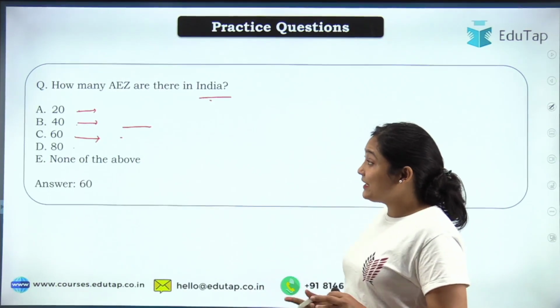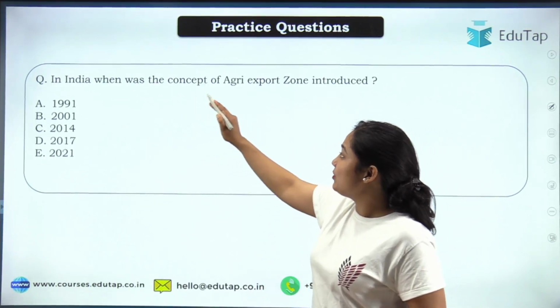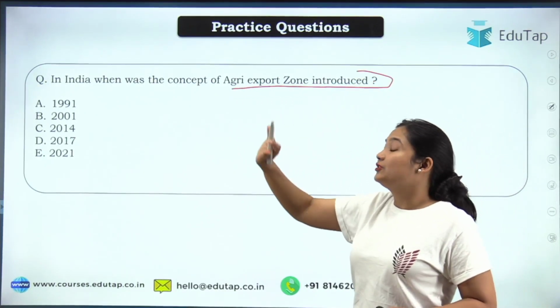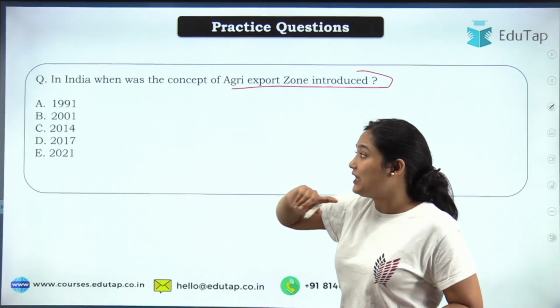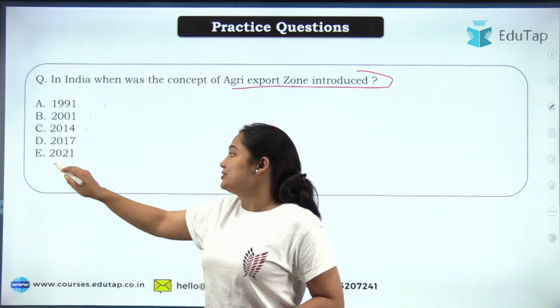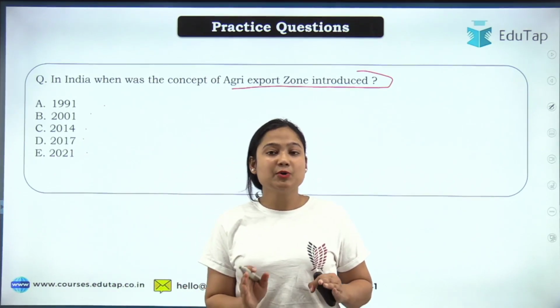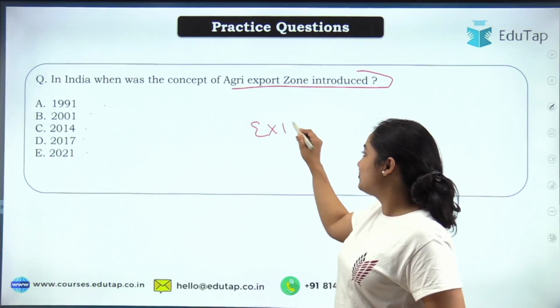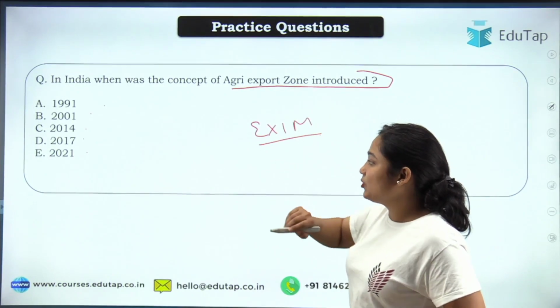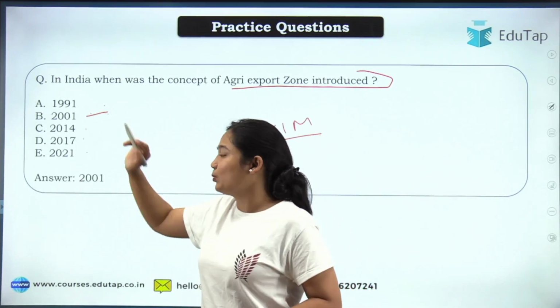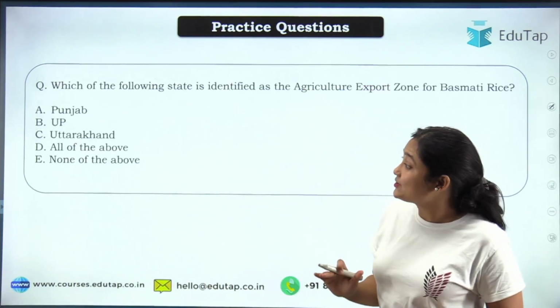Okay, moving to the next question. In India, when was the concept of agri export zone introduced? So this again we are moving to history, so you will have to tell. Your options are 1991, 2001, 2014, 2017 or 2021. So again, through EXIM, that is the export import policy, the concept of agri export zone was introduced in 2001.